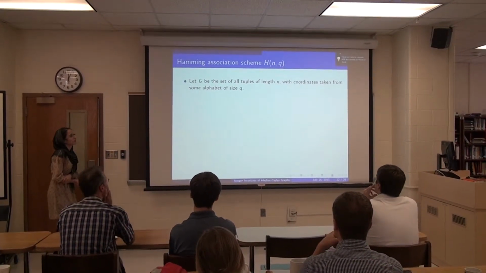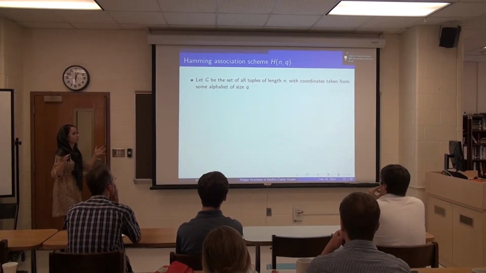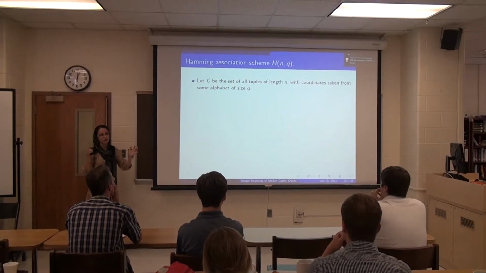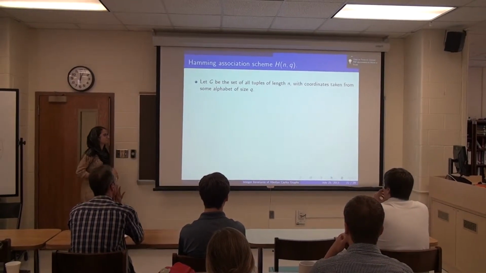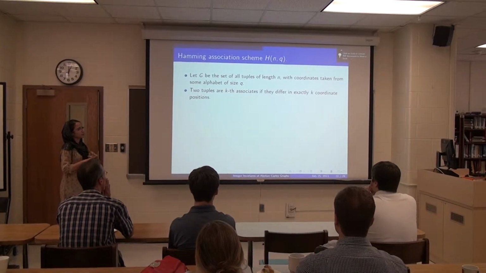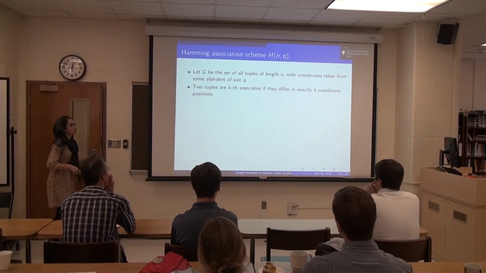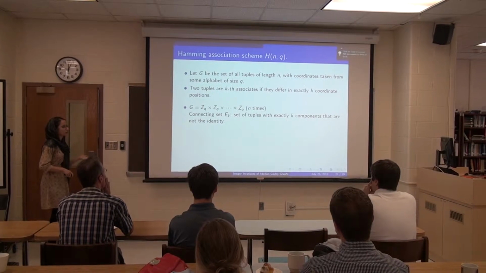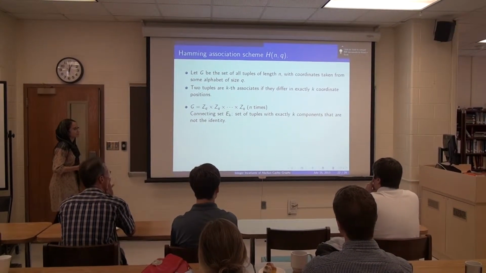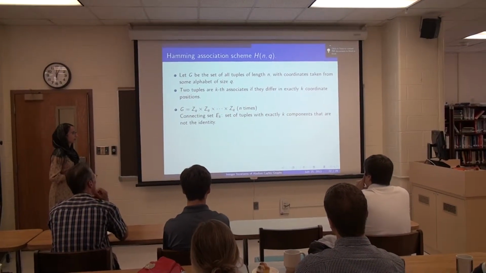With this scheme, you let G be the set of all tuples of length n with coordinates taken from an alphabet of size q. That means you have your length n vector, and you have q choices for every position. And then we're going to define the relationship to be, so two things are related if they differ in exactly k coordinate positions. So this is an Abelian Cayley graph because we have our group, which is Z_q cross Z_q n times, and then we have our connecting set E_k. However, this time E_k is the set of tuples with exactly k components that are not the identity.